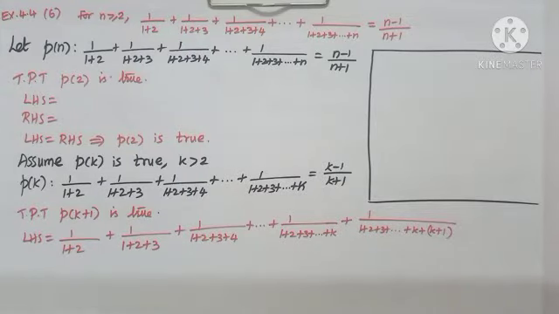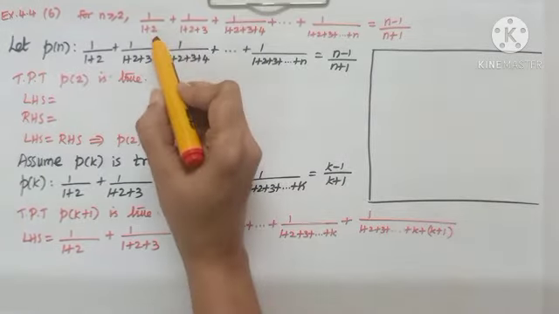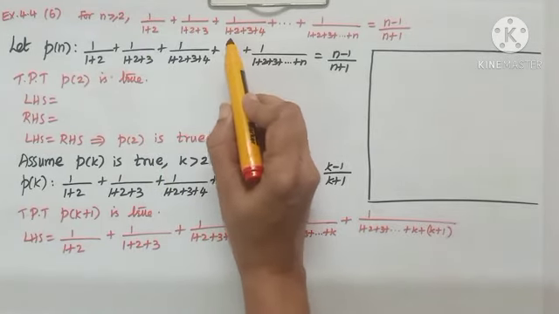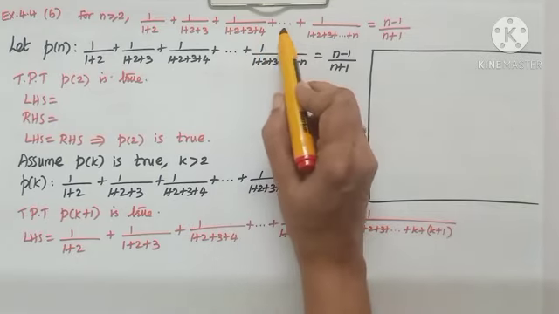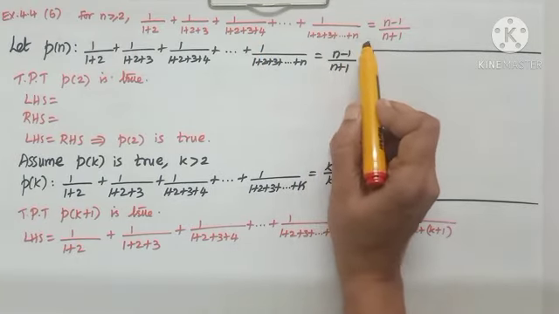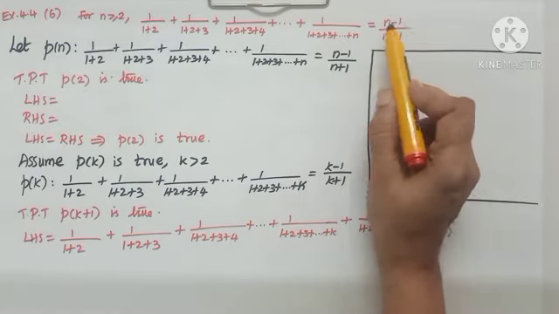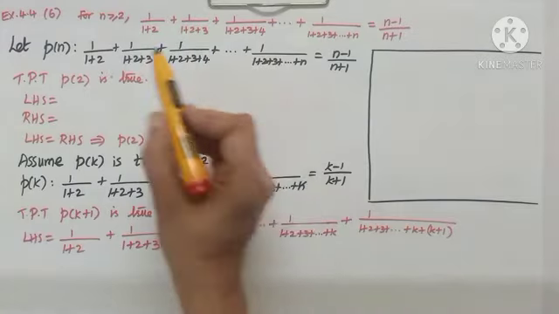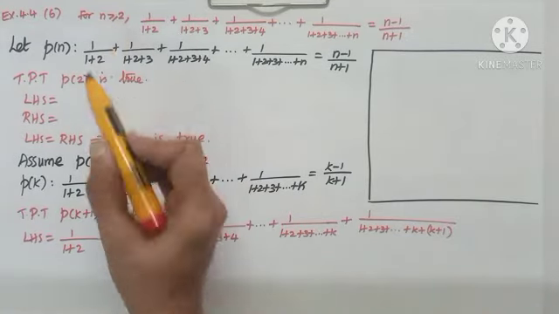Exercise 4.4, question number 6. For n greater than or equal to 2, prove that 1 by 1 plus 2, plus 1 by 1 plus 2 plus 3, plus 1 by 1 plus 2 plus 3 plus 4, and so on up to 1 by 1 plus 2 plus 3 and so on up to n, equals n minus 1 by n plus 1. The question starts from n greater than or equal to 2.